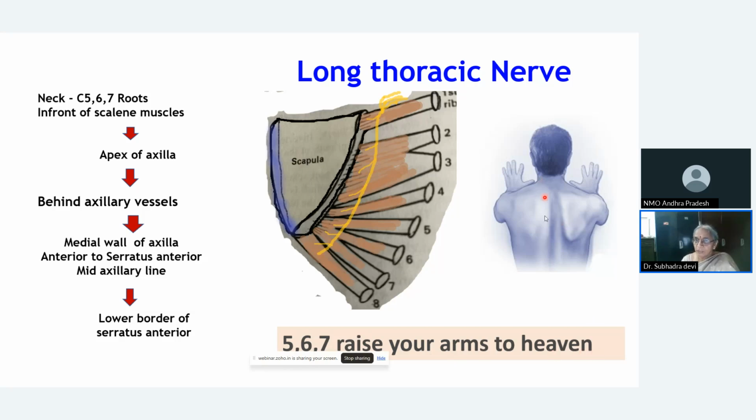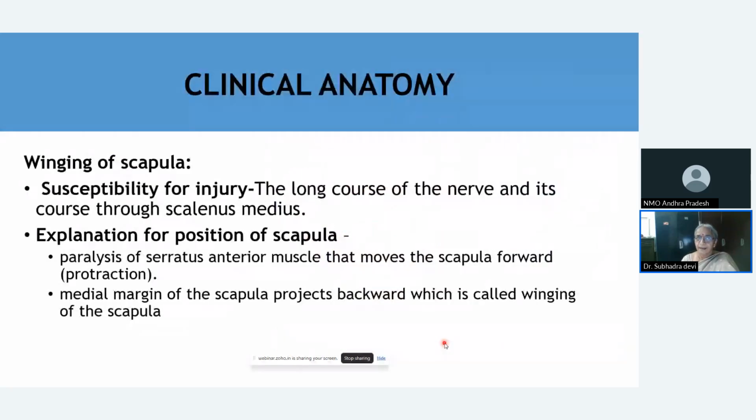So this is the action of the serratus anterior muscle. And winging of scapula is the clinical condition. The susceptibility to injury is because the nerve is exposed and superficial. There is a reason for it, and it causes scapular forward movement, that is the action of the serratus anterior. Paralysis will cause inability to do that protraction movement. That's why the medial margin of the scapula, where you will find the insertion of this muscle, will project backwards, which is called winging of scapula.